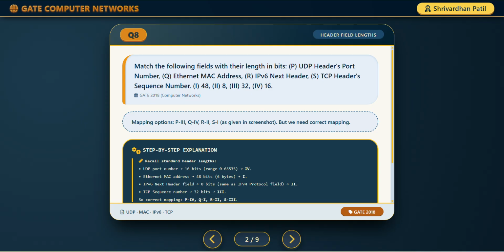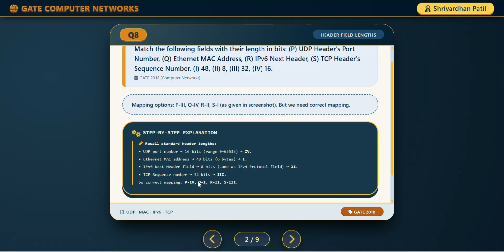The next question says to match the protocol fields with their sizes. So it has standard values. The UDP port is 16 bits. The MAC address is 48 bits. The IPv6 next header is 8 bits. The TCP sequence number is 32 bits. As you can see in the question, these are fixed values and should be memorized. So the final mapping of this question would be as shown.